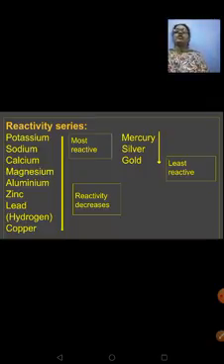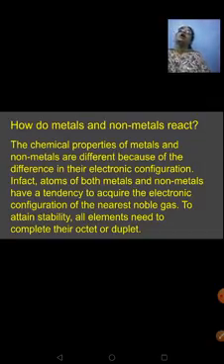And today we are going to talk about how metals and non-metals react with each other. This is very, very important. We all know that the chemical properties of metals and non-metals are different. Why are they different? Because their electronic configuration is totally different.